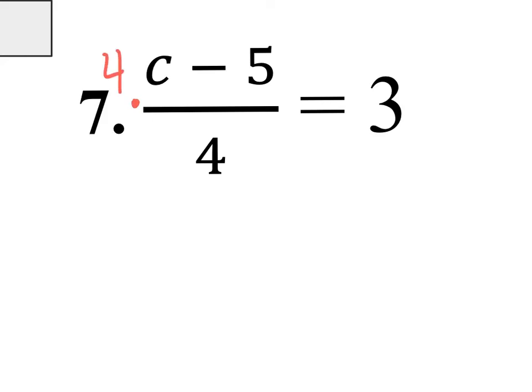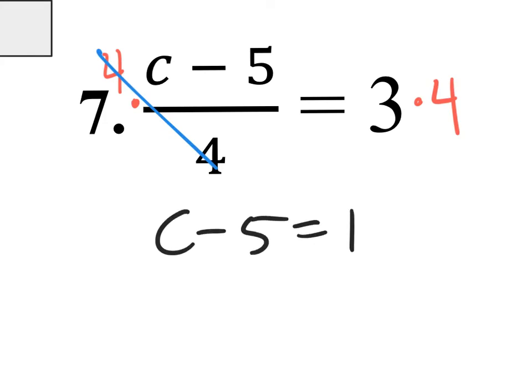Now don't make the mistake of distributing 4 times c of 4. No, that's incorrect. You're putting a times 4. Why? To get rid of the fraction over 4. And of course, what you do to one side, you must do to the other side. So yes, the 4's cancel. There's no more fraction. Bring down c minus 5 equaling 12.